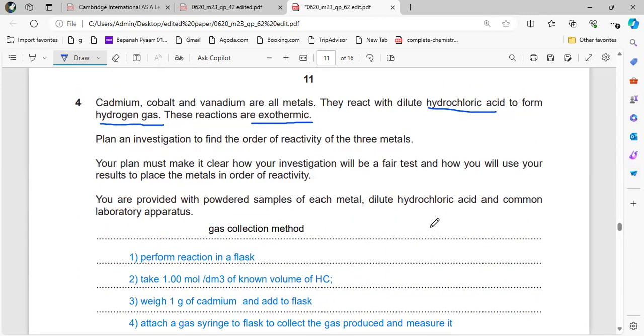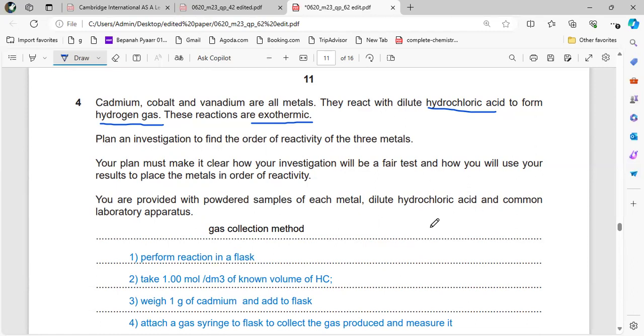Plan an investigation to find the order of reactivity of three metals. Your plan must make it clear how your investigation will be a fair test and how you will use your results to place the metals in order of reactivity. You are provided with powdered samples of each metal, dilute HCl, and common laboratory apparatus.